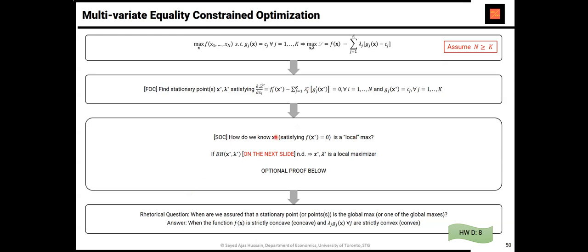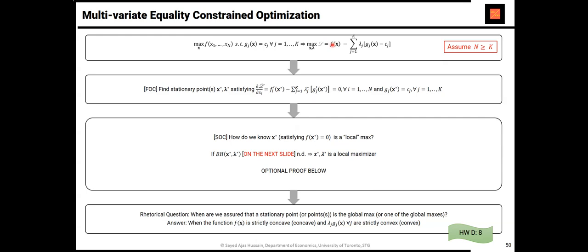The second order condition is checked using something called the bordered Hessian. It's a completely different bordered Hessian than what you've seen before, right? And before I present it to you, let me remind you: under what circumstances do you not have to perform the second order condition check? When you know the function f is strictly concave, and the lambda times g terms are strictly convex. Why do I say that?